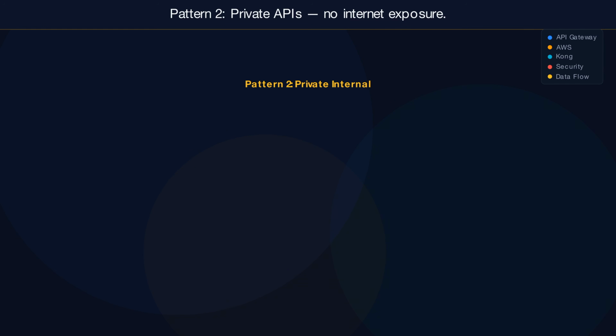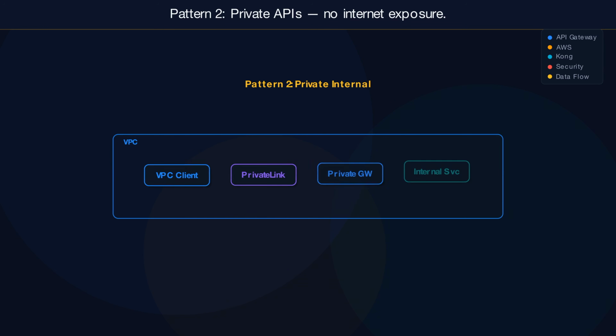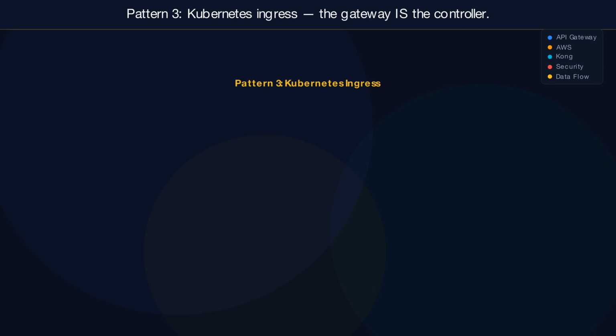Pattern 2. Private internal APIs. Services within a VPC communicate through a private gateway. Zero internet exposure. Traffic stays internal via AWS PrivateLink or Kubernetes ClusterIP services. This is essential for microservices that should never be reachable from outside your network. Compliance-heavy industries like banking and healthcare depend on this pattern for regulatory requirements.